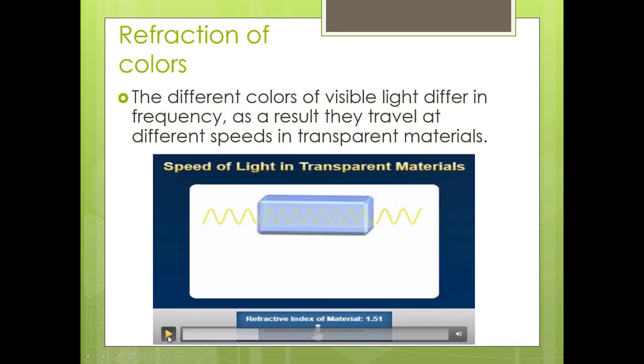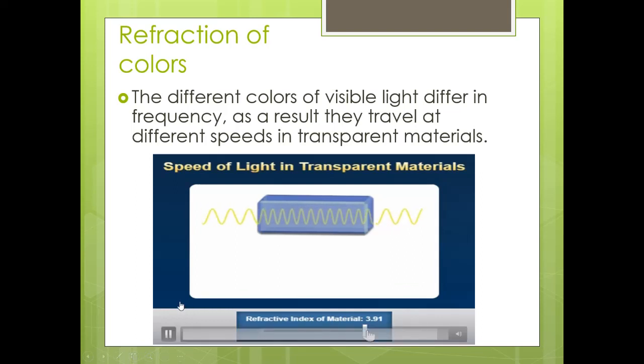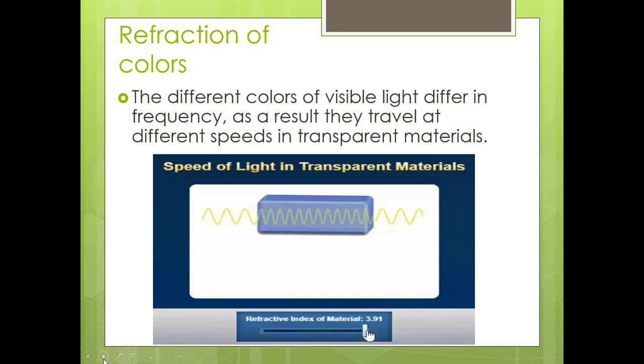So we keep increasing the index of refraction, make it a little bit more noticeable. Watch the wave speed passing through the material. See, it's going noticeably slower, and it's noticeably higher frequency. So you can go back and replay this to look at it, but basically what it's showing is the higher frequency wave is going to be traveling at a lower speed in the material.